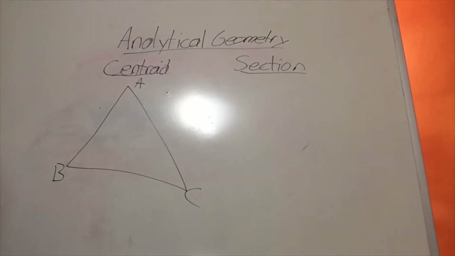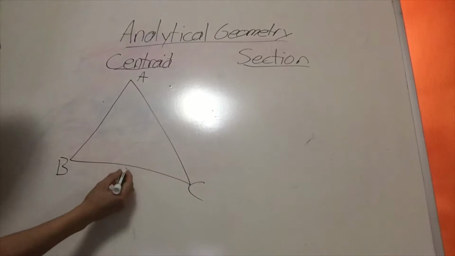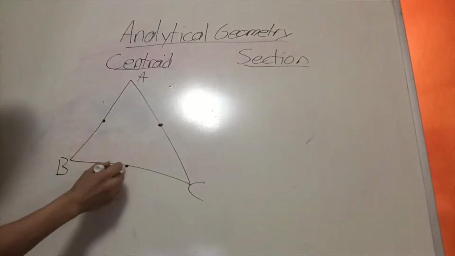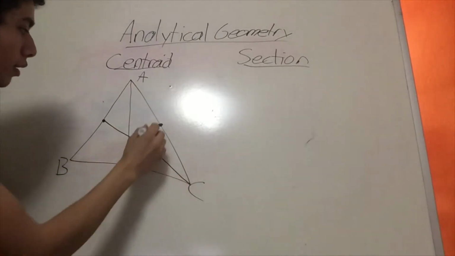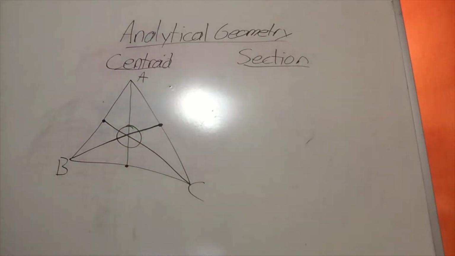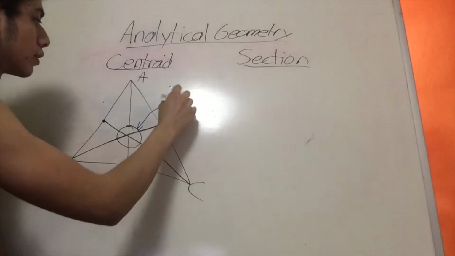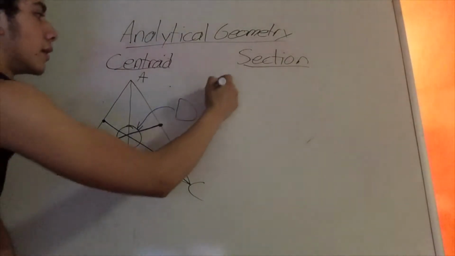So all you have to do really is just find the midpoint of the line here, like so, and drag it across to the opposite vertex. And this spot right here should be your centroid, and we're going to call it D. So the formula of the centroid is really simple.